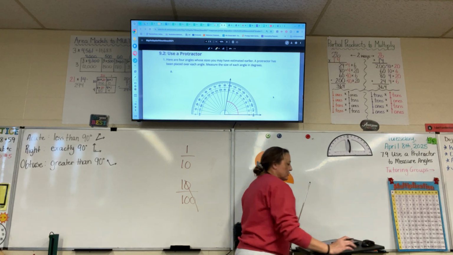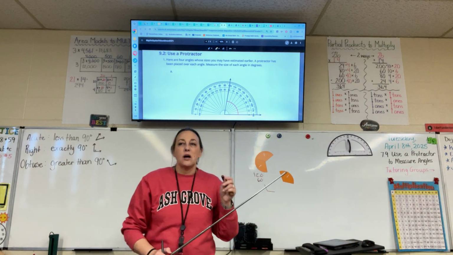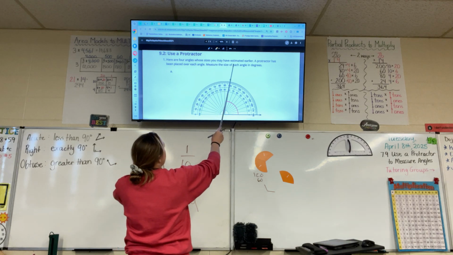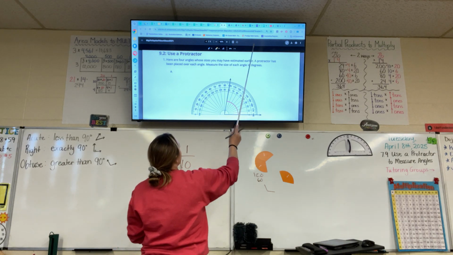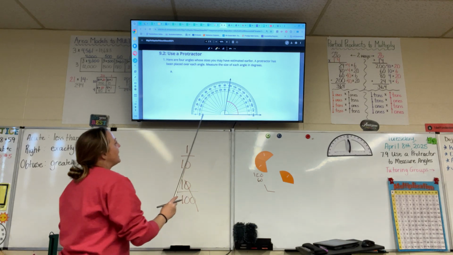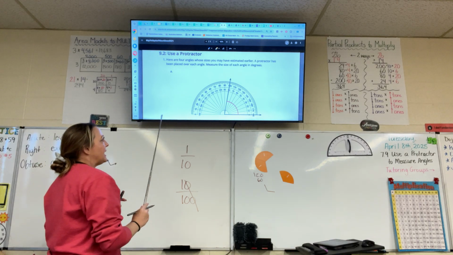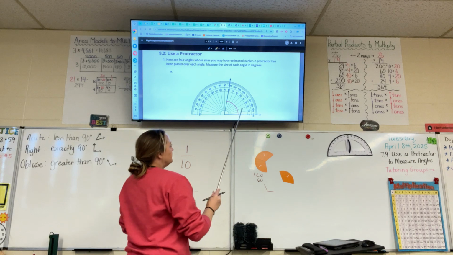Use a protractor. Now they've put the numbers on the protractor for us. It says here are 4 angles whose sizes you may have estimated earlier. A protractor has been placed over each angle. Measure the size of the angle in degrees.